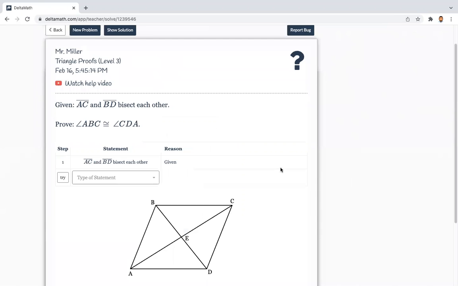All right, we're going to try a 5-proof Delta Math speedrun. So we're going to see how long it takes us to do that. So I'm going to start a timer on my phone. Keep track here.